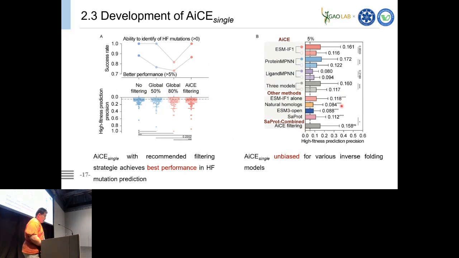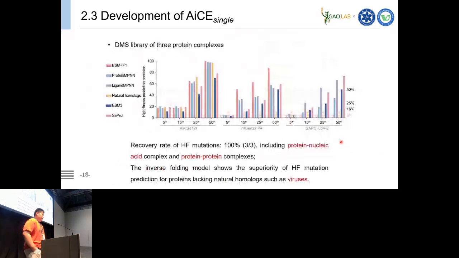Interestingly, adding its filtering to support even improved its prediction, showing that ACE is flexible and compatible. We also tested ACE single on protein complexes, including both protein-DNA and protein-protein systems. Even for targets without natural homologs, ACE was able to predict high fitness mutations. We think this is because inverse folding models capture structural constraints well, even in unfamiliar sequence space.